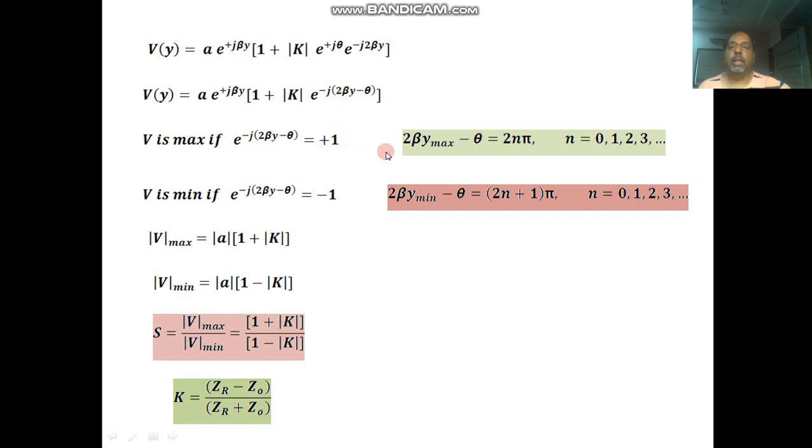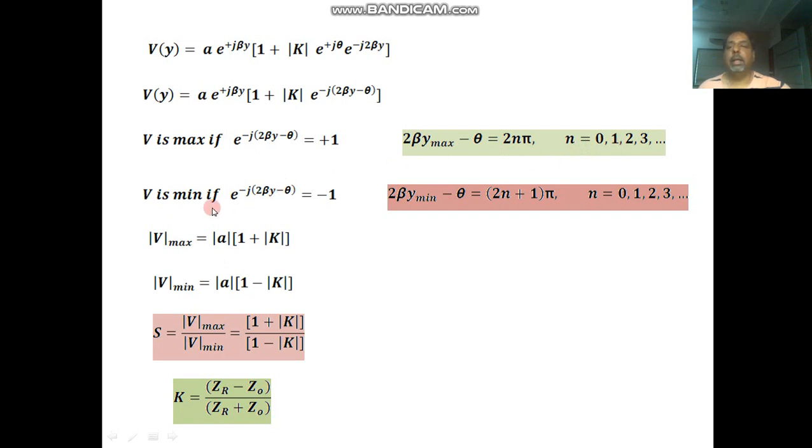That is equal to plus 1. This will be possible when 2 beta y maximum minus theta is equal to 2n pi, where n is 0, 1, 2, 3. So for the first maximum we will write n is equal to 0, for the second maximum we will write n is equal to 1.